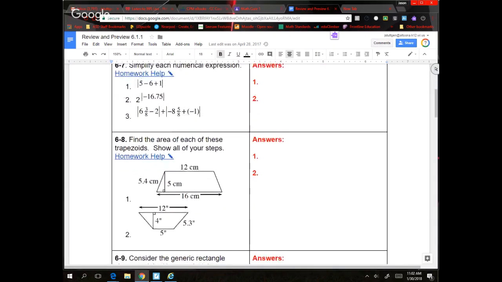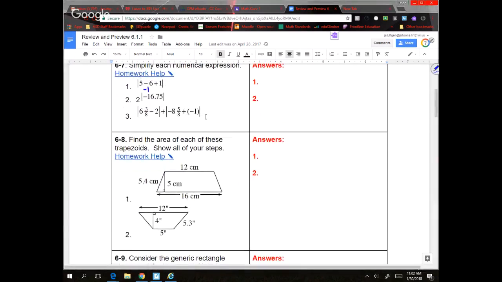Simplifying, and notice that these are all absolute value. So the first one here, 5 minus 6 is obviously -1, plus 1 is 0. Absolute value of 0 is just 0. So there's your answer to the first one.